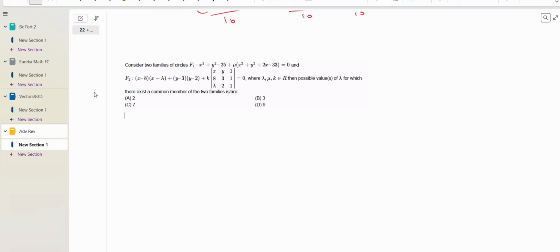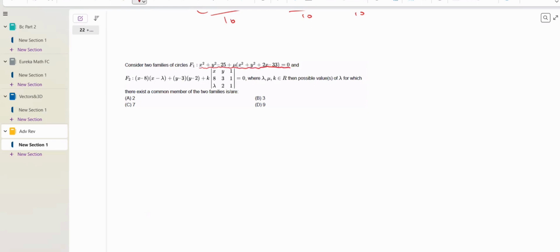Circles, family 1, family 2 separately. And they are saying with lambda, mu, k all real numbers, find the possible values of lambda for which there exists a common member for the two families. Alright. So when you look at the first family, see every family has certain conditions or definitions by which it was created.